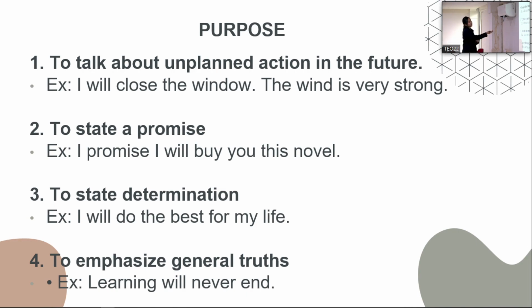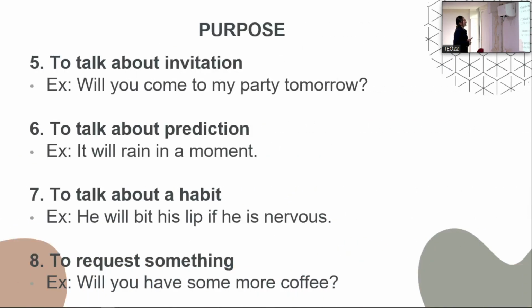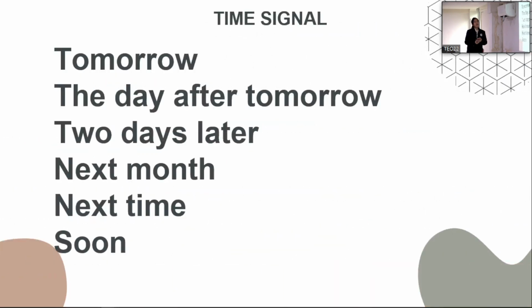You can see the example of this. Next. And it's to talk about invitation, to talk about prediction, to talk about a habit, and to request something. Okay, what is the time signal of this tense? The time signal of this tense is tomorrow, the day after tomorrow, 2 days later, next month, next time, and so on.